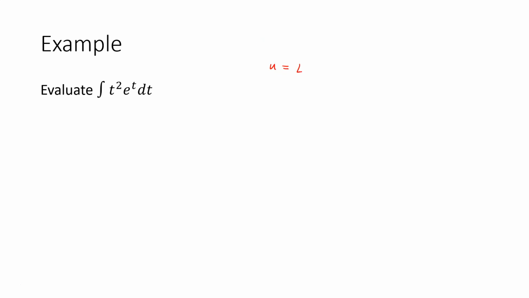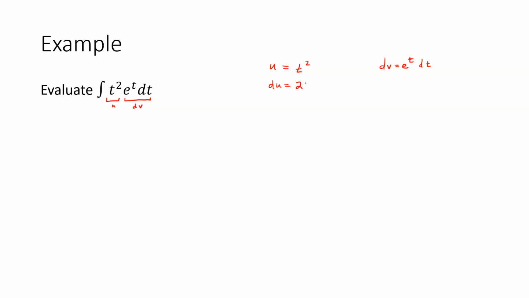So letting u equal t squared, and then dv will be e to the t dt. And this is an okay choice because e to the t has a very easy antiderivative. Okay, so choosing u equal to t squared, e to the t will be dv. So now let's differentiate to get du.